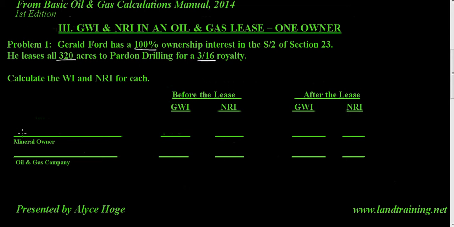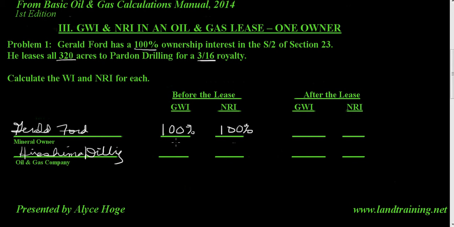So let's put the name of the mineral owner, and we know it's Gerald Ford. And the name of the oil and gas company is Hiroshima Drilling. So before there is a lease, Gerald Ford is the mineral owner. He owns 100% of the gross working interest and 100% of the net revenue interest. And the oil and gas company has no rights because they don't have an oil and gas lease.